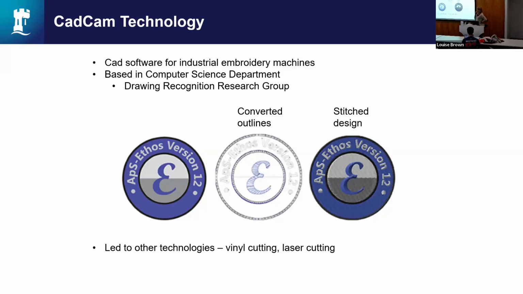And that led to other technologies. The algorithm we came up with gave you knowledge about which loops were inside each other, and that paved the way for things like laser cutting. And if you look at CAD-CAM technology now, their main business is laser cutters. They still do the software for embroidery, but mainly the laser cutting stuff.